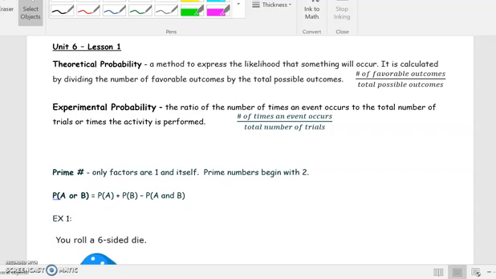Hey guys, today we're going to start a lesson on Unit 6, which is all about probability. And today we're going to talk about theoretical probability and experimental probability. To find theoretical probability, we divide the number of favorable outcomes by the total possible outcomes. For experimental probability, it's much the same. We divide the number of times an event occurs over the total number of trials.